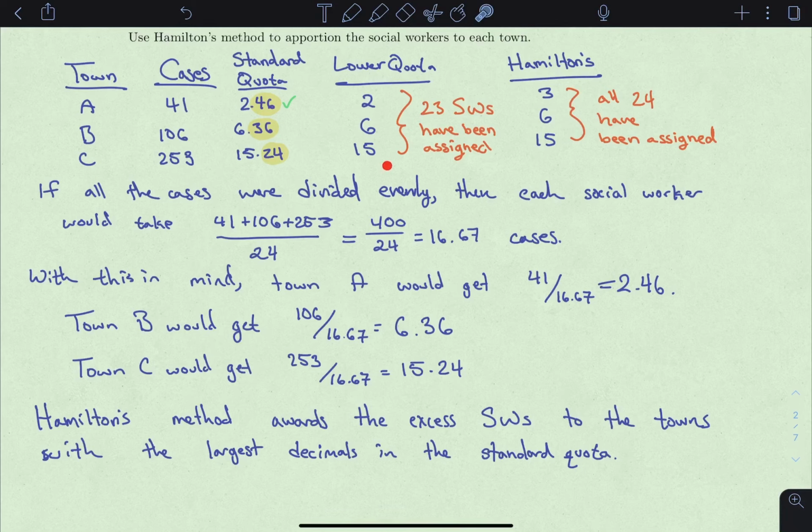You look at the lower quota, and then you see how many you've already distributed, and whatever you have left over, you just go down in order based on the fractional part of the standard quota until you've given everybody away. And so in that fashion, you distribute all of your indivisible objects. So in future videos, we'll see some issues with Hamilton's method. But right now, it's just one method. It's the first method that we have on how to solve an apportionment problem.